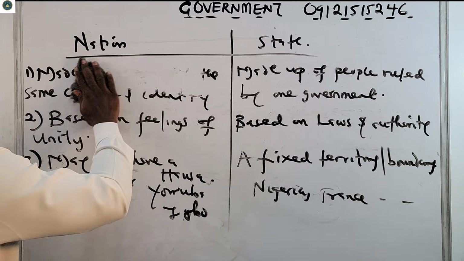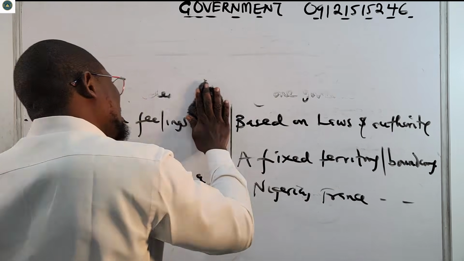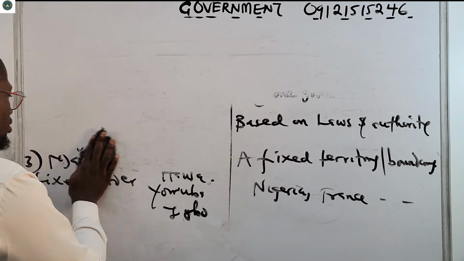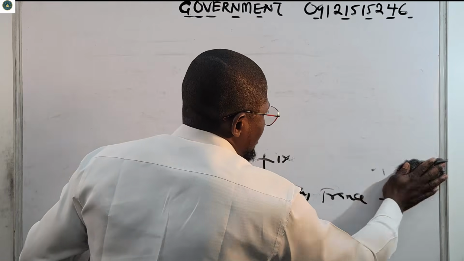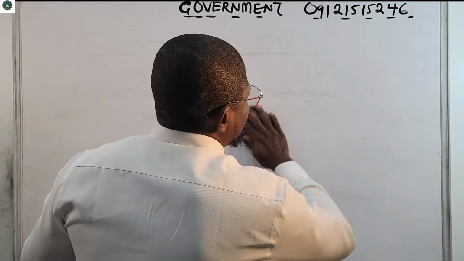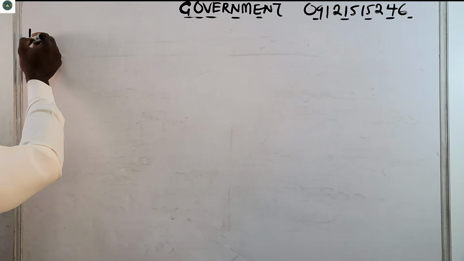Now, up next, we'll talk about nation-states. The nation and the state together now. That is what a nation-state is. Just like Nigeria. Nigeria is a nation-state. So let us see the nation-state.